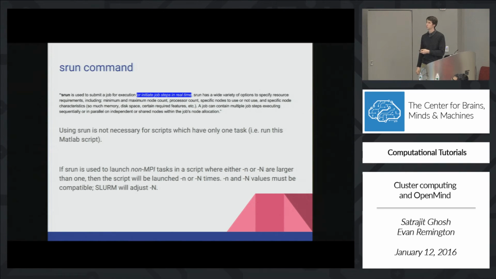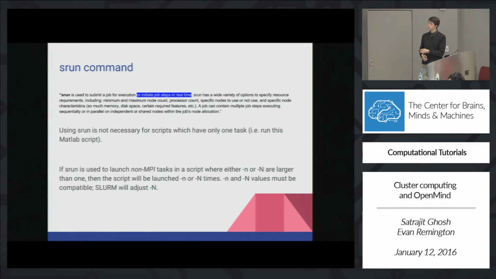But if you're doing some more advanced stuff, or using Slurm to submit a job which has multiple tasks, you want to use the srun command in front of the job steps that you're submitting in your script. What this does is handle parallel job execution. It's not necessary for scripts which have only one task, or run only one task at once, such as run this MATLAB script.